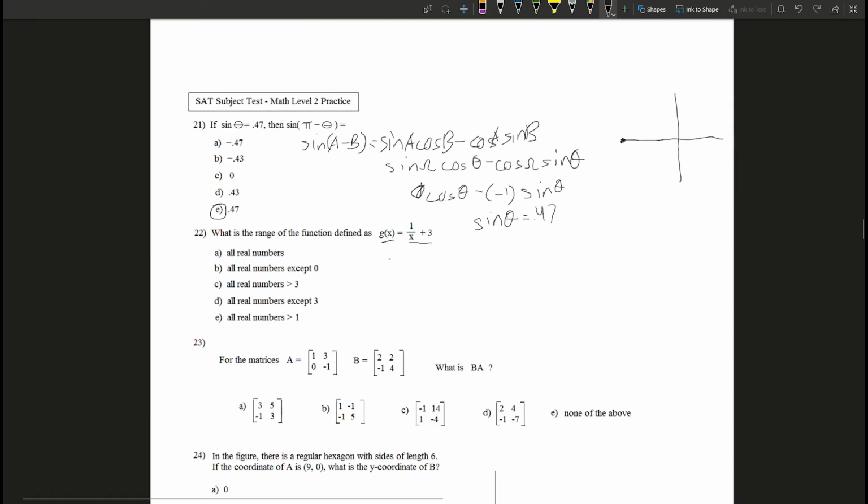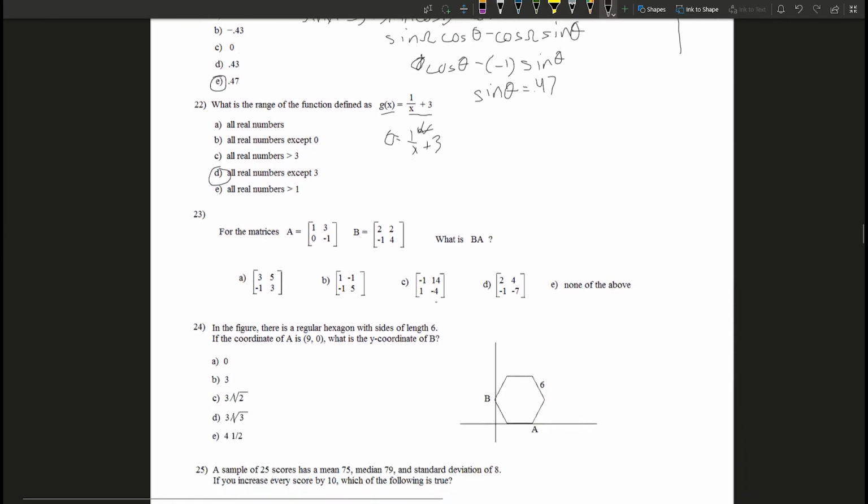So then if we were to do 0 equals 1 over x plus 3, then we know that y can never equal 3, because this is never going to go away. You can only plug in values that are numbers besides 0. So y is always going to turn out to be something other than 3. So our answer is going to be all real numbers except for 3.